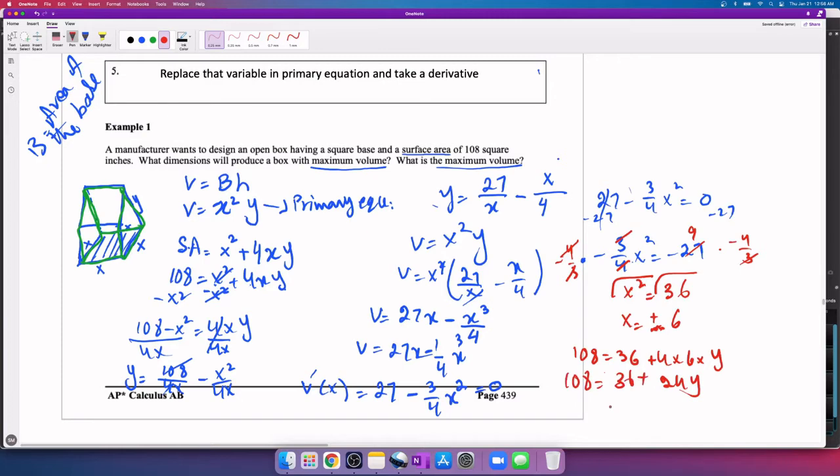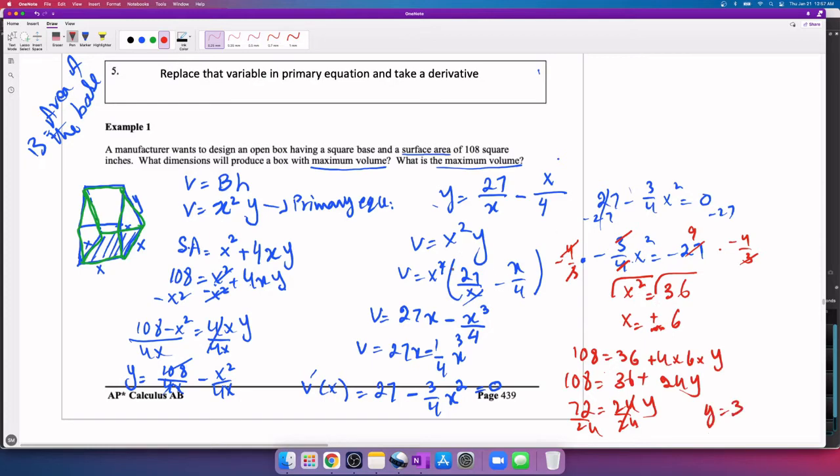So 108, subtract 36 from 108. So I got 108 subtract 36, which will give me 72 equals 24y. Now divide both sides by 24. So 72 divided by 24, the answer is 3. So I got y equals 3. So these are the dimensions.